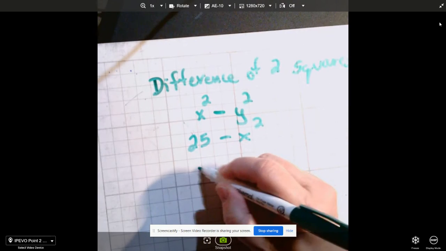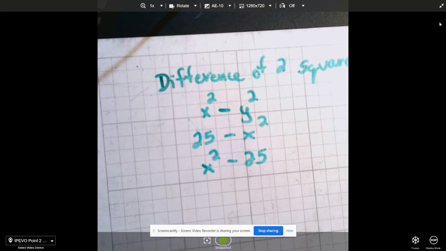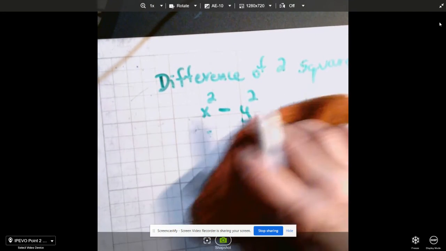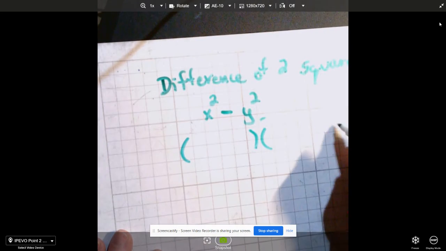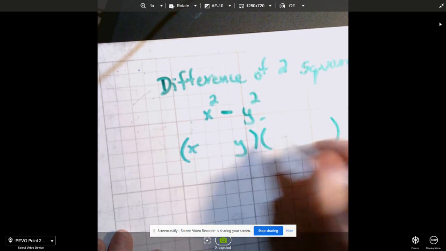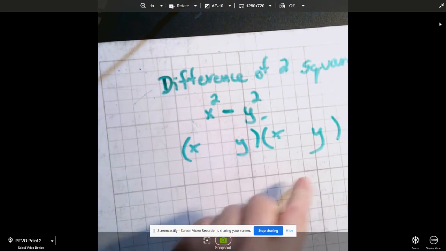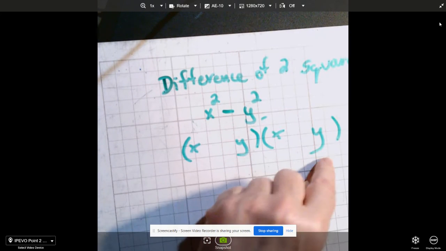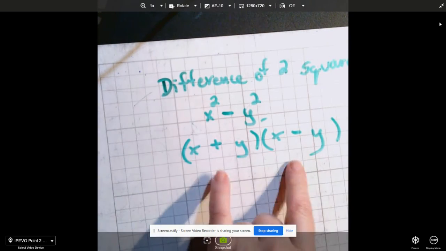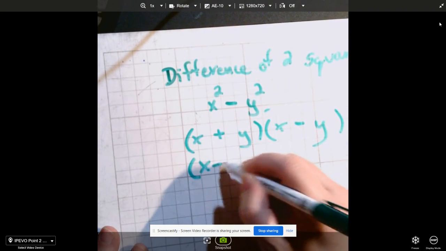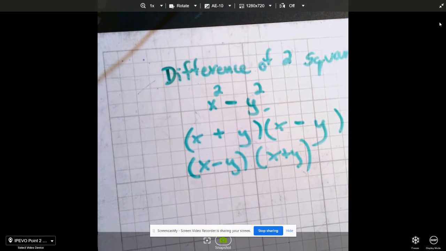Or it could be the other way. It could be x squared minus 25. Either way would be fine. You'll find that this is always going to follow a pattern. When you factor these, you're always going to have two parentheses. You're going to have x and y in each parentheses. Whatever the square root of the first term is, you'll put first, and whatever the square root of the second term is, you'll put second. One parentheses will be a plus and one will be a minus. You could switch those, and it wouldn't matter. You could have exactly the same thing.